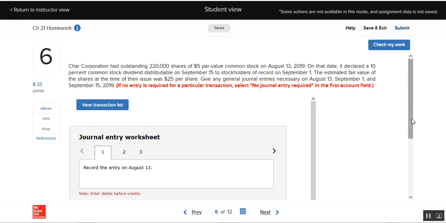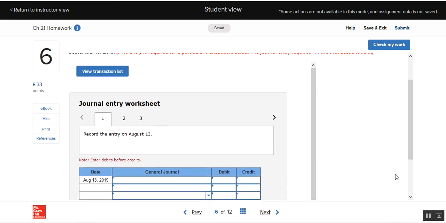So this first one says Char Corporation had outstanding 220,000 shares of $5 par value common stock. That was on August 13th, and then they declared a 10% common stock dividend distributable for stockholders on record on September the 1st. Estimated fair value of the shares was $25 per share, and then we are to do journal entries. So let's see.